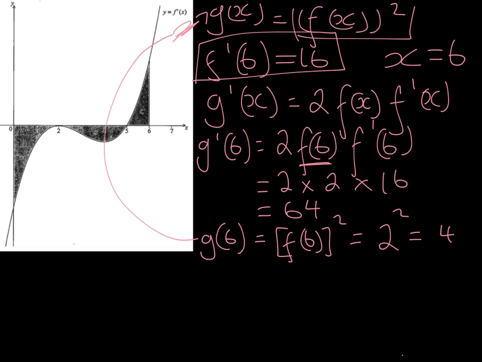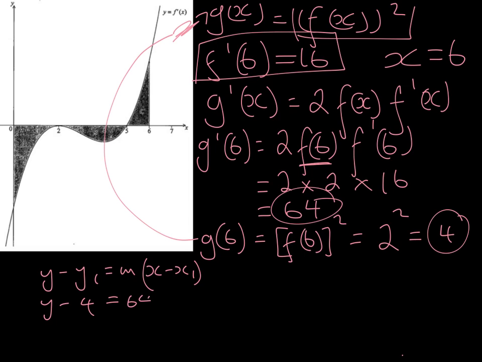In order to find the equation, we then need to use y minus y1 equals m times x minus x1. So in this instance, we've got y minus our output, which is 4, equals our gradient, which we said was 64, multiplied by x minus our input, which is 6. And if you expand that, you get y equals 64x minus 380.